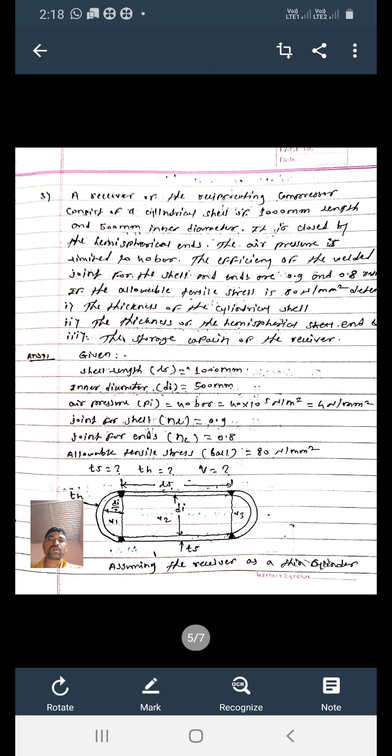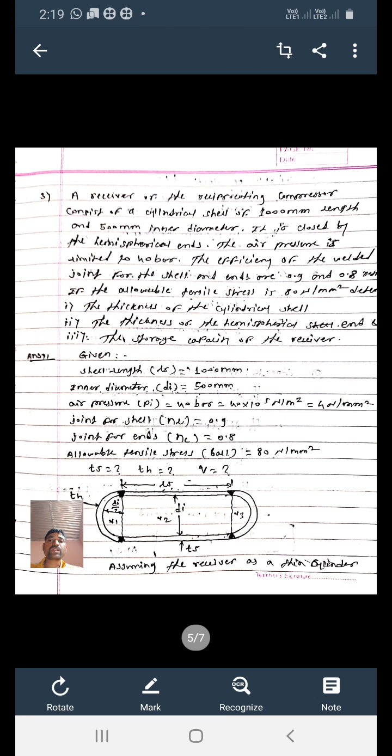A reservoir of a reciprocating compressor consists of a cylindrical shell of 1000 mm length and 500 mm inner diameter. Okay, cylinder length is given as 1000 mm and inner diameter is given as 500 mm. It is closed by the hemispherical end. This is an important statement. It is closed by the hemispherical end. You should use the formulas related to the hemispherical end.